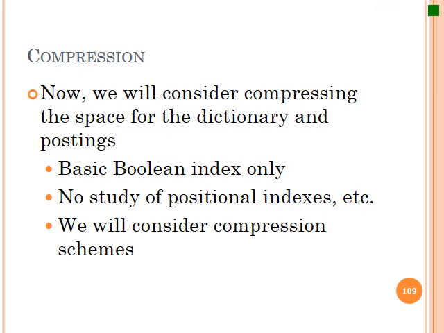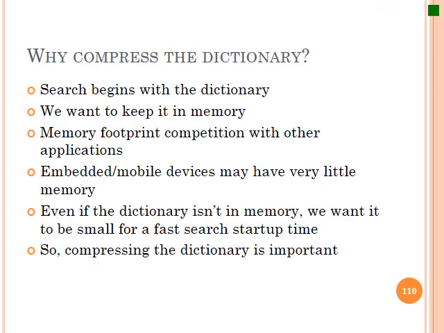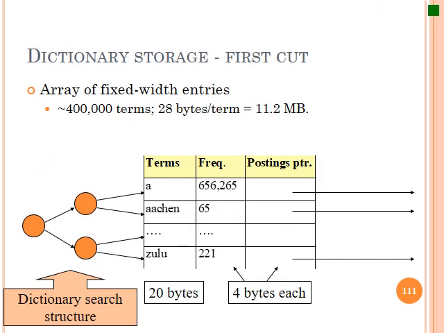So now let's consider compressing the space for the dictionary and postings. We're assuming that we're using a basic Boolean index only, and we will ignore the positional index for now. Let's consider the different schemes. This one I have already talked about. Now let's look at the default behavior.